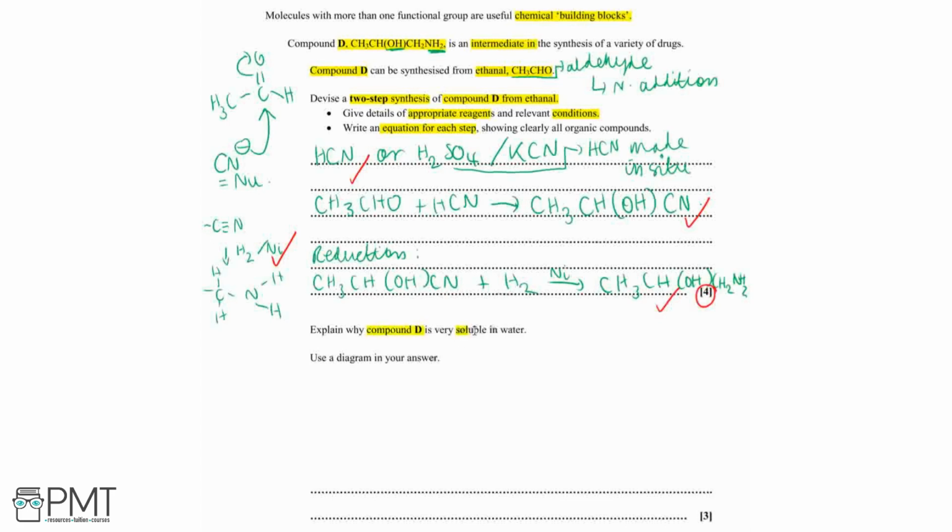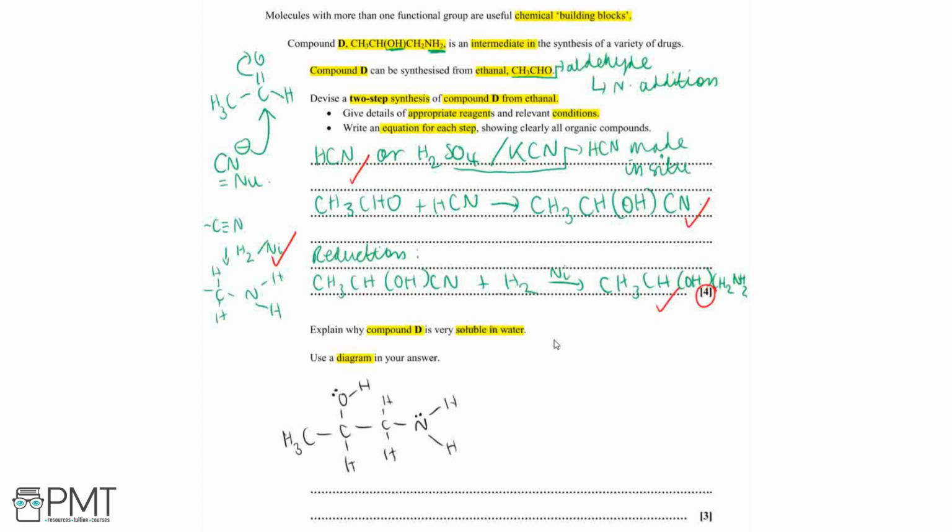Explain why compound D is very soluble in water, and we need to use a diagram in our answer. So let's start by drawing out the structure of compound D in a more detailed displayed formula overall. So what we can see from our structure is that compound D contains an amine group and an alcohol group overall. And what we know about both of these groups is that they contain lone pairs on the oxygen and on the nitrogen overall. And therefore, because these electronegative atoms are also bonded to hydrogens, these will be able to form hydrogen bonds with water. And because we've got two groups which can form those hydrogen bonds, that means that it's going to be a very soluble compound in that water.